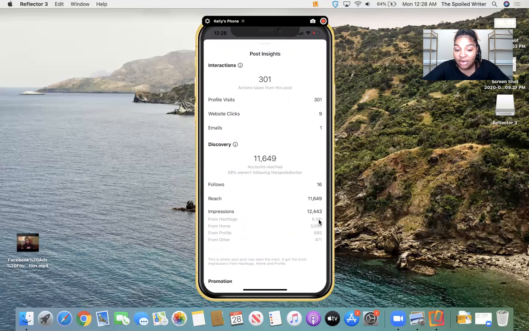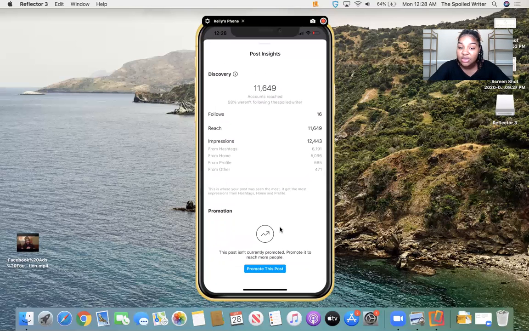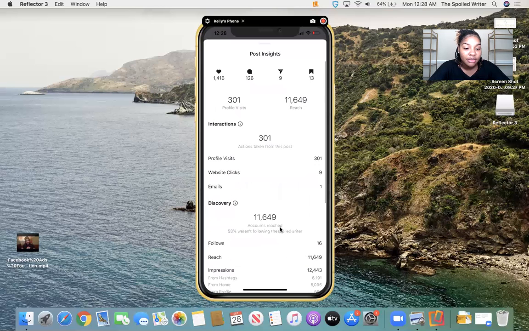6,000 people discovered it from hashtags. 5,000 people saw this post because they were already on my profile. 5,000 people saw this from their home screen, so their scrolling home screen. 685 people saw it because they were already on my profile, and then 471 people saw it from other places. If I wanted to promote this post, this is where I could do that, but there's no need.